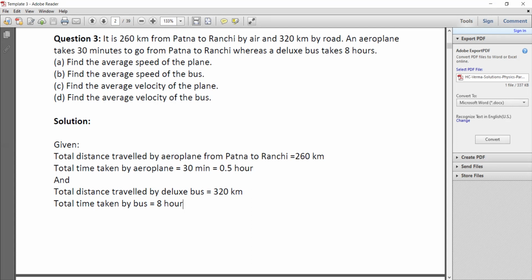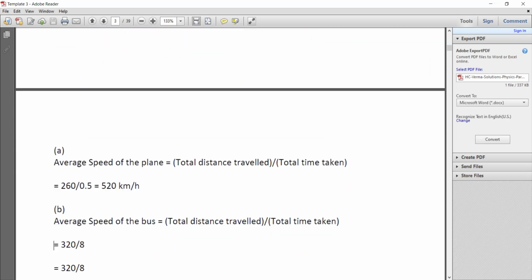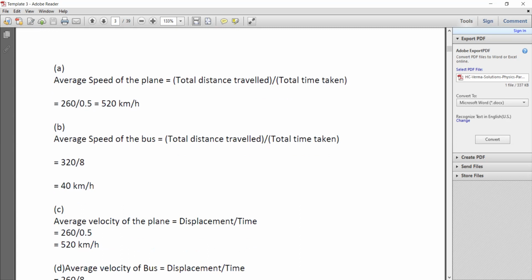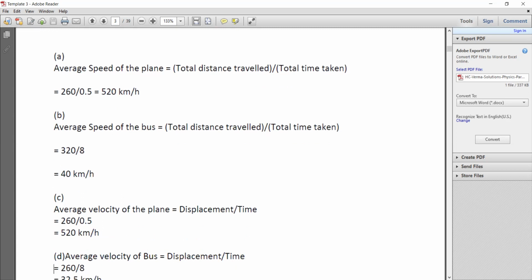Solution. Given. Total distance traveled by airplane from Patna to Ranchi equals 260 kilometers. Total time taken by airplane equals 30 minutes equals 0.5 hour. Total distance traveled by deluxe bus equals 320 kilometers. Total time taken by bus equals 8 hours. A. Average speed of the plane equals total distance traveled / total time taken equals 260 kilometers / 0.5 hours equals 520 kilometers per hour.